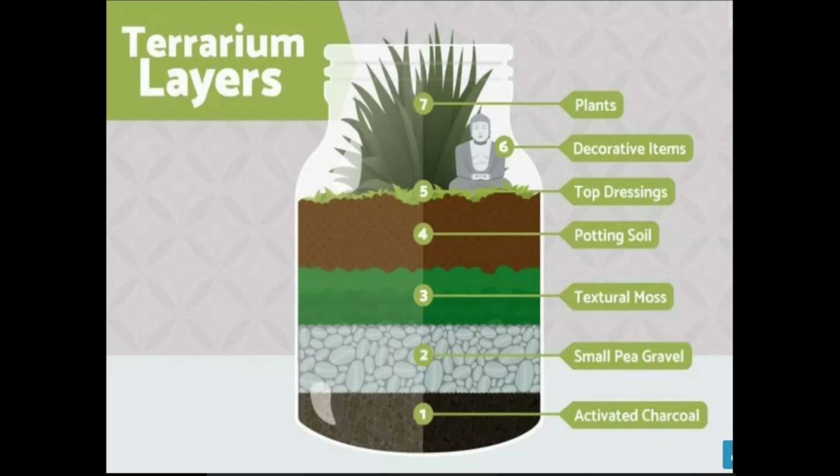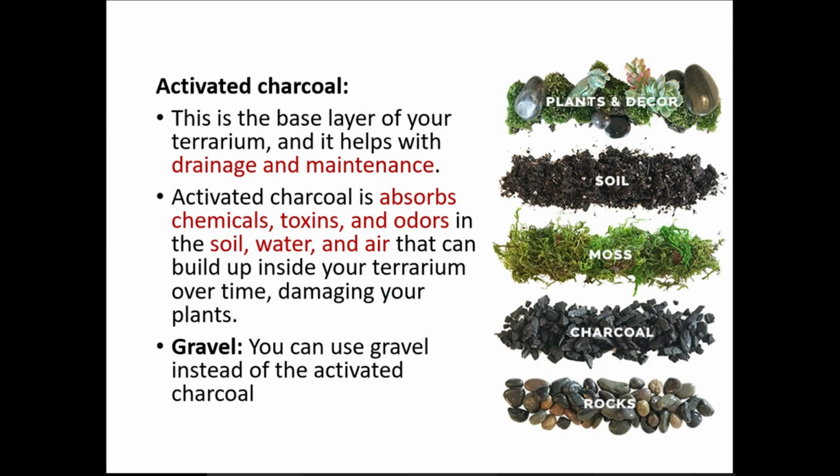Sometimes you can change it, and some people won't put activated charcoal. But if you put activated charcoal, that's very good for your terrarium, because this is a base layer. You can see here charcoal and rocks, the base layer. It helps with drainage and maintenance. If there is excess water, it helps in drainage. And for maintenance, it will absorb the chemical toxins and odors in the soil, water and air that can build up inside your terrarium over time, which damage your plants.